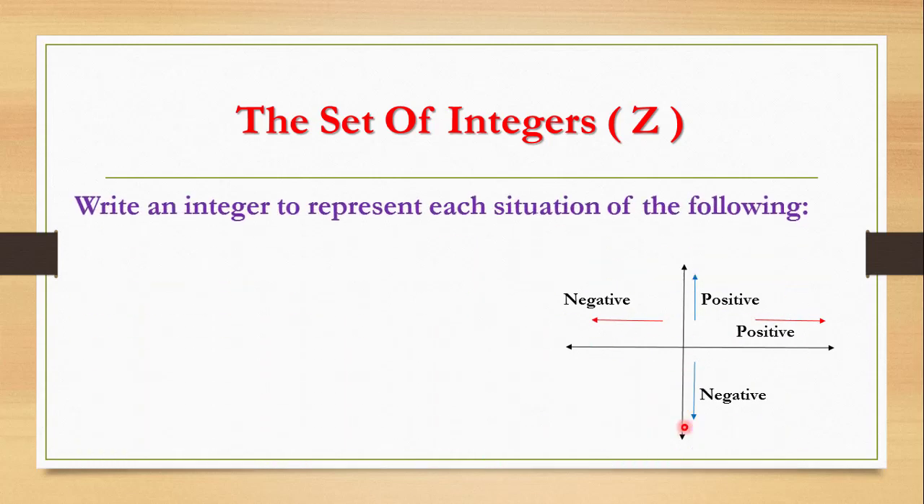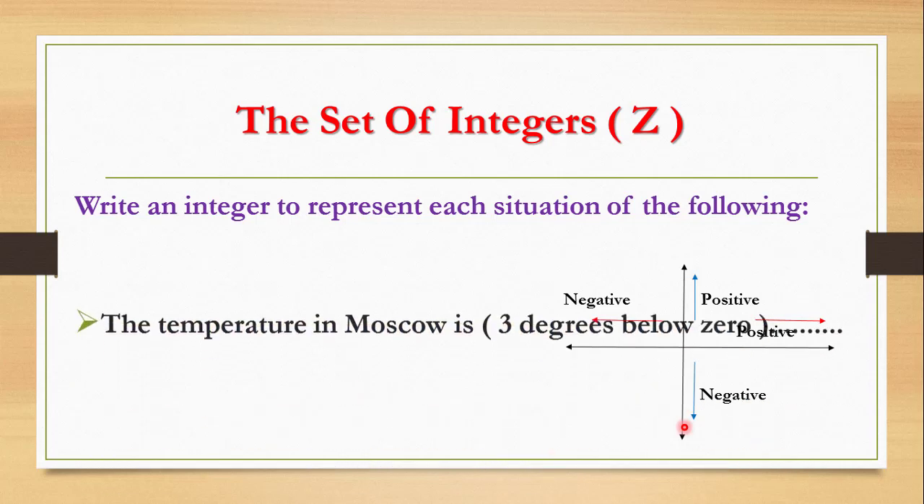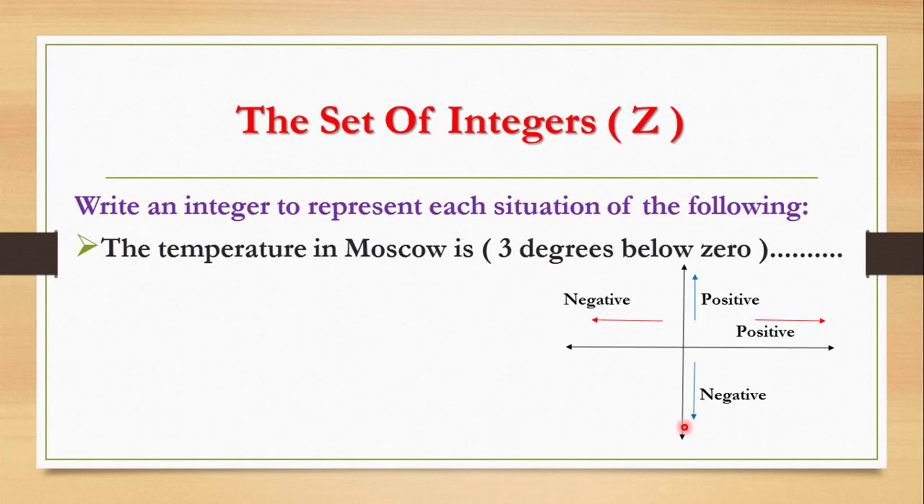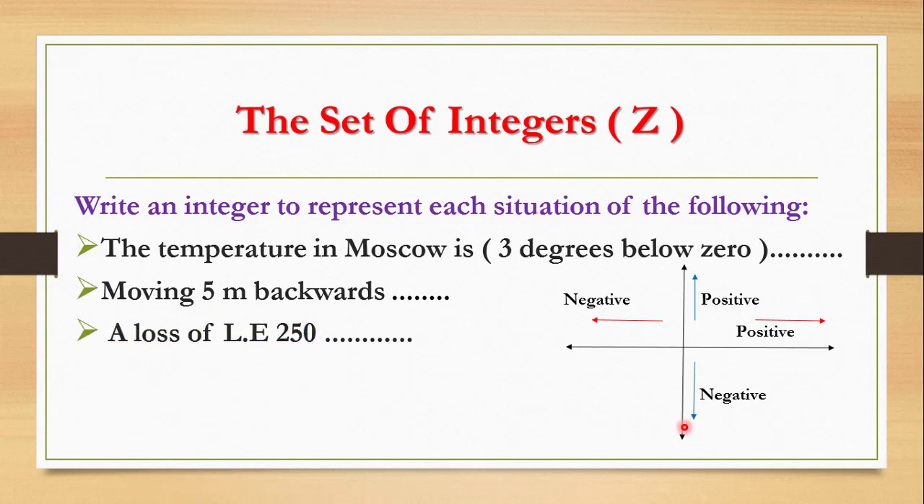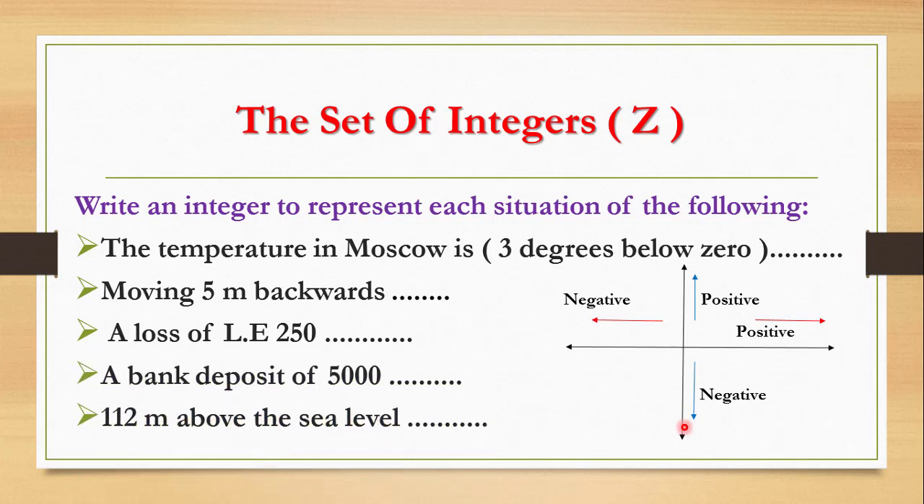Okay, let's try to solve this exercise. Write an integer to represent each of the following situations. The first one, the temperature in Moscow is 3 degrees below 0. Moving 5 meters backwards. A loss of 250 pounds. A bank deposit of 5,000. And 112 meters above sea level. The first one, the temperature in Moscow is 3 degrees below 0. It means less than 0.